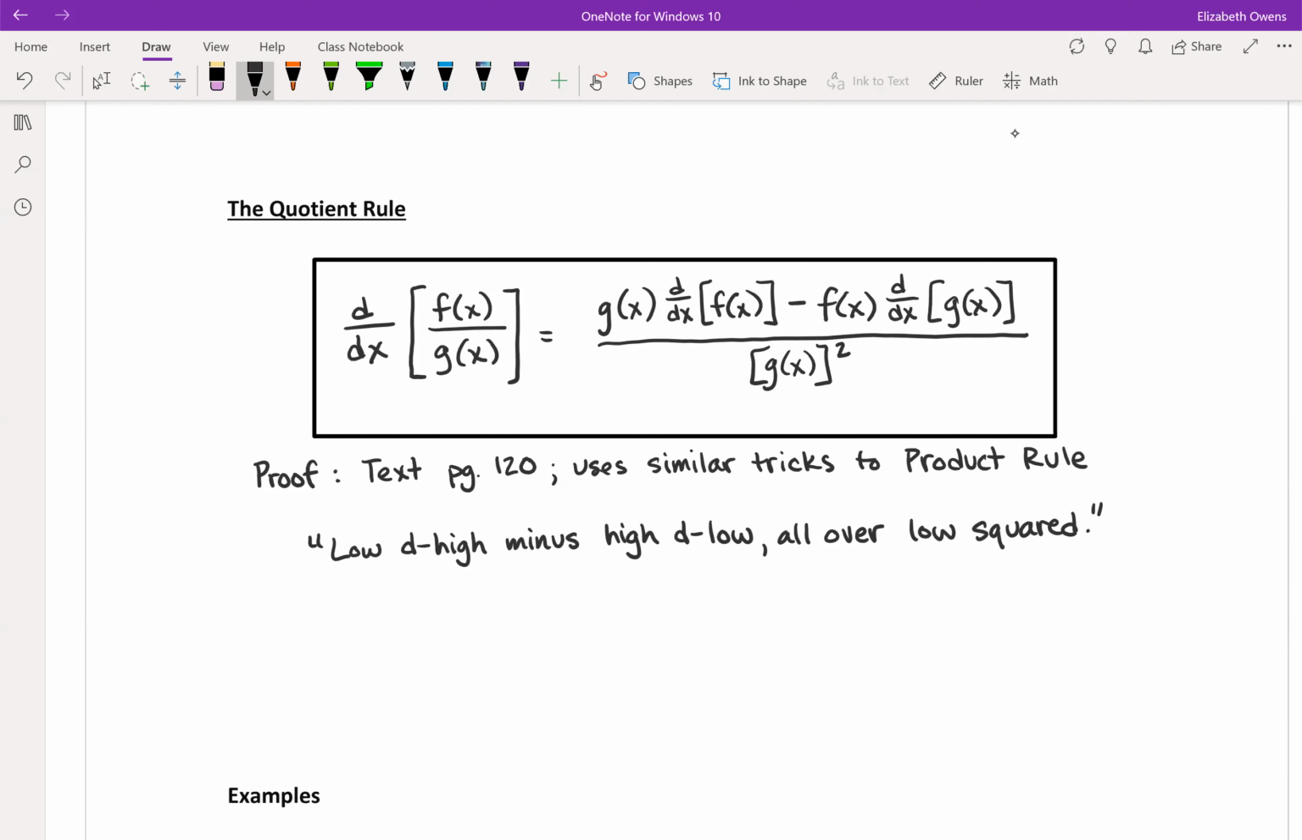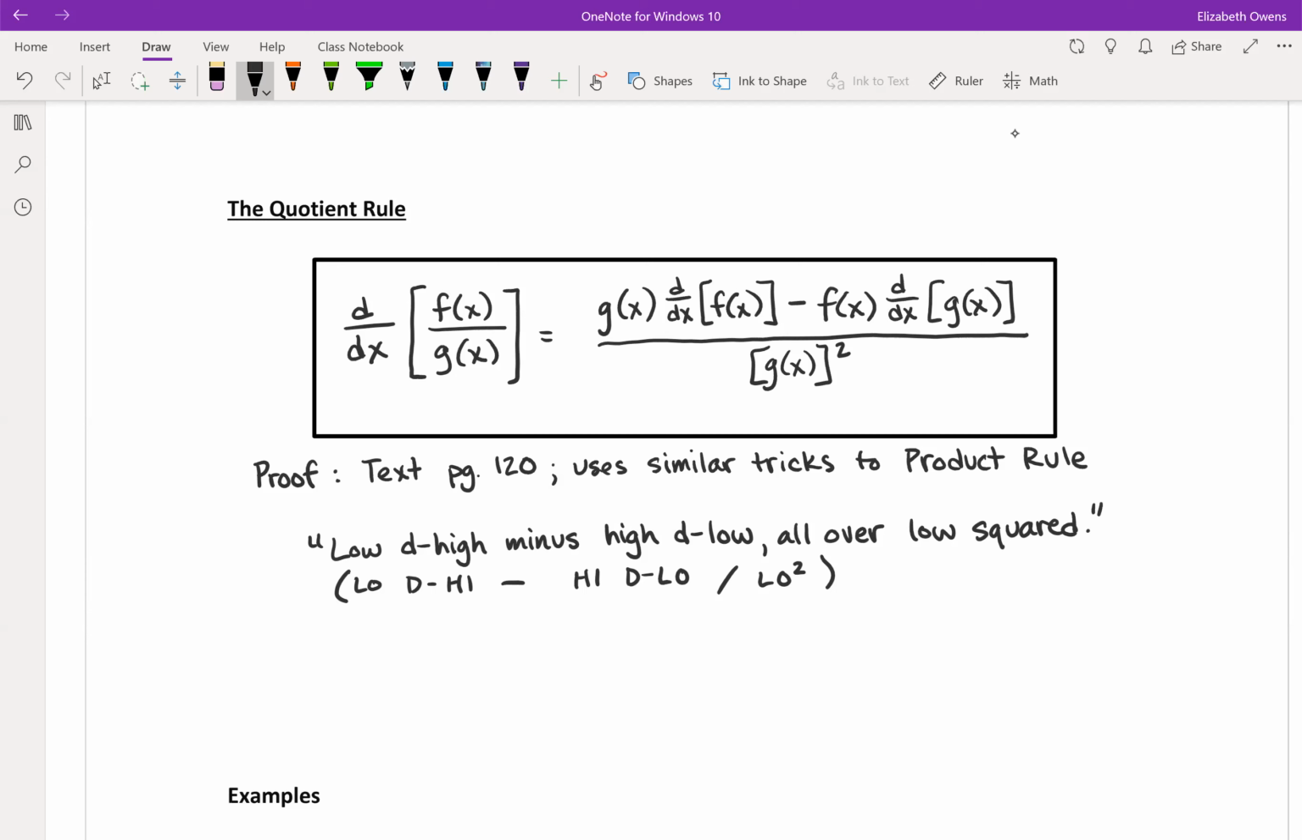Okay, so that sentence right there has helped a lot of people memorize the quotient rule. It's kind of a little catchy saying. You can even come up with some way to abbreviate it for yourself, like maybe low d high minus high d low over low squared or something like that. But however you want to memorize this is good. Just come up with some way.